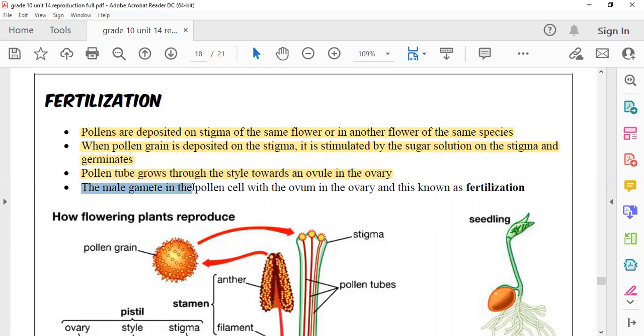The male gamete in the pollen cell, okay, the male gamete in the pollen cell, here one word is missing. In this place you write fuses. Fuses with the ovum in the ovary. This is known as fertilization. Hope all of you understood fertilization.